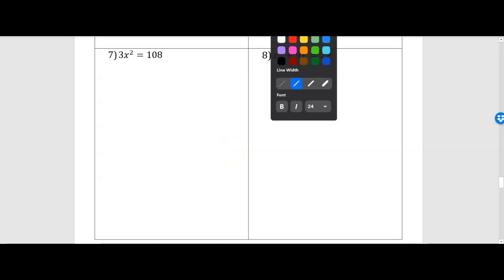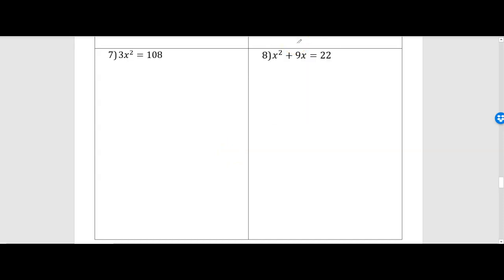That's a quick one. For number 7, first thing I'm going to do is divide both sides by 3. Again, I'm trying to get x by itself. So first thing is to divide out the 3. So I get x squared is equal to 108 divided by 3 is equal to 36. Then I'm going to square root both sides. And just remember that you're going to get 2 answers here. So you're going to get x is equal to plus or minus the square root of 36, which is equal to 6.